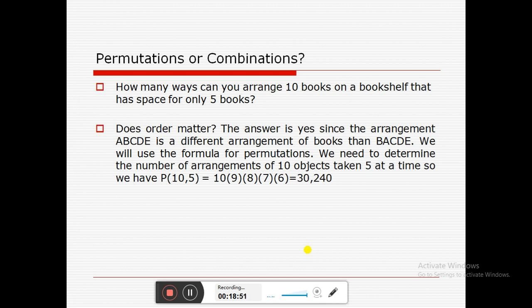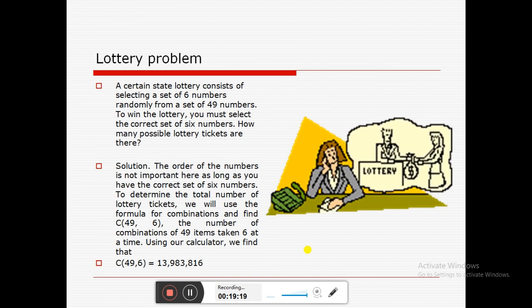So we need to determine the number of arrangements of 10 objects taken 5 at a time. There are 10 objects, and we take 5 at a time. So we have permutation of 10 comma 5, which is 30,240 different arrangements of 5 books on a shelf out of 10 books. Fine. So let us have a lottery problem here.